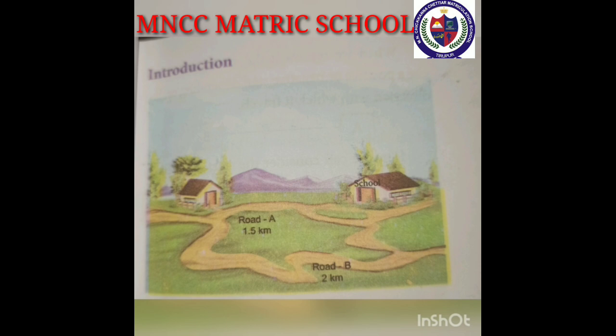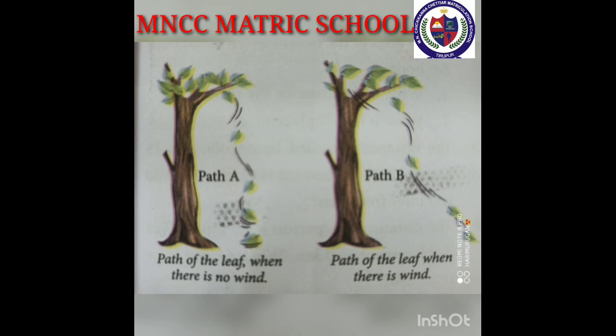She selects road A. Look at the nearby picture. In which path will the leaf reach the ground first? Path A. From the above example, we could conclude that the straight line path is the shortest distance between the 2 points.